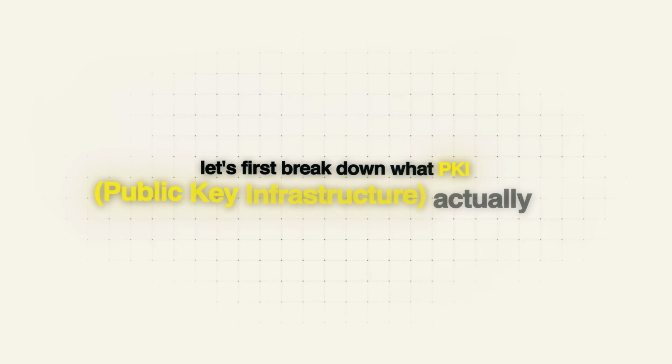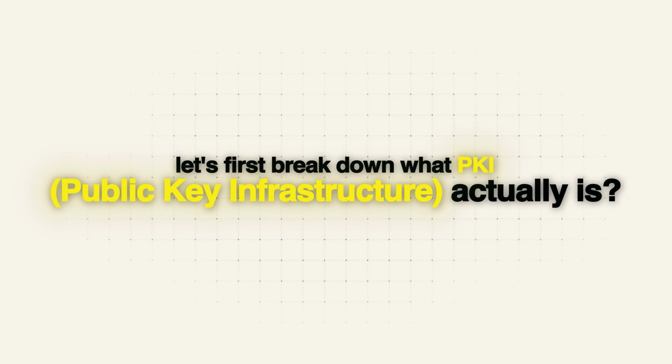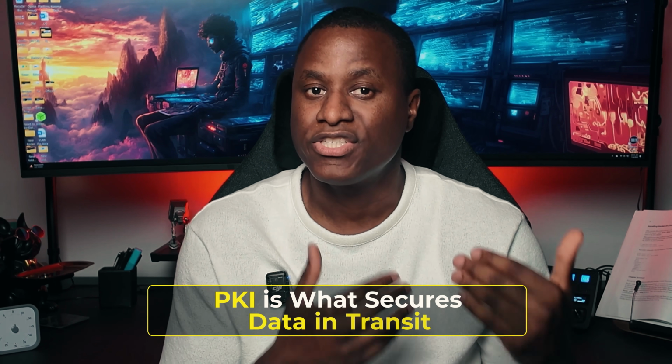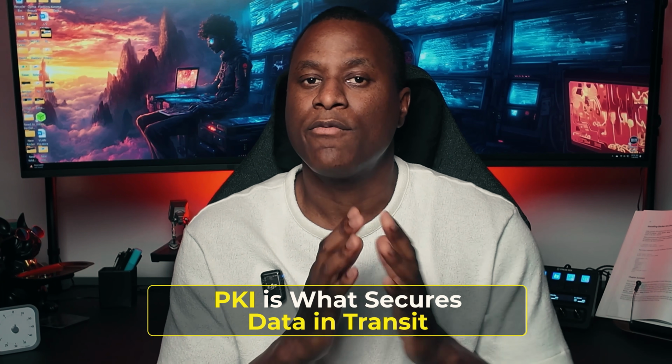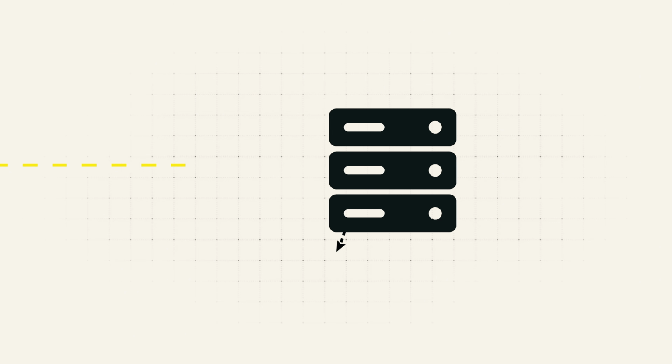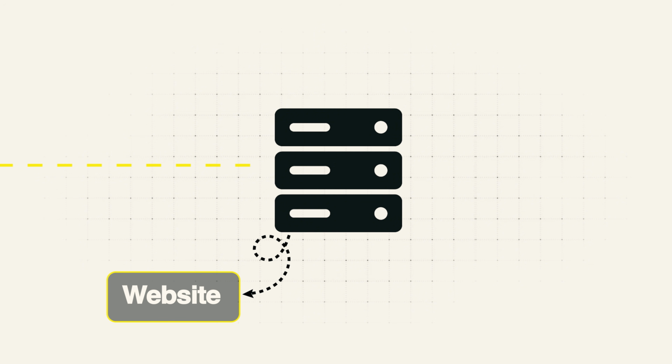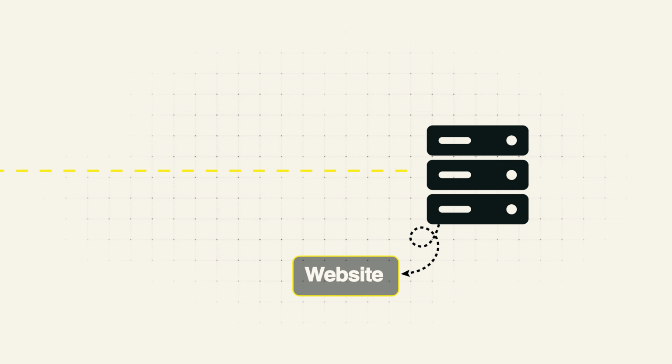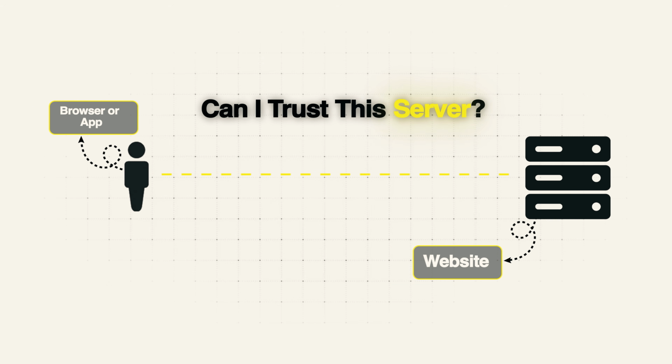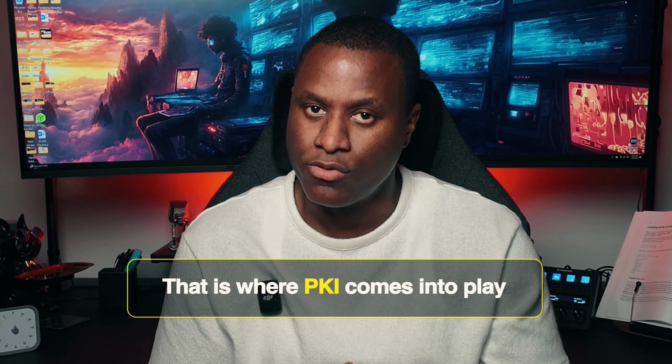Before we get into the config, let's first break down what PKI, public key infrastructure, actually is. It's not just about fixing the "connection isn't private" warning in your browser. PKI is what secures data in transit. To understand PKI, we first need to understand the relationship between a client and a server. When a client, like a browser or an app, connects to a server, like a website, it needs to know one thing before sending any sensitive data, and that is: can I trust that this server is really who it says it is? That is where PKI comes into play.